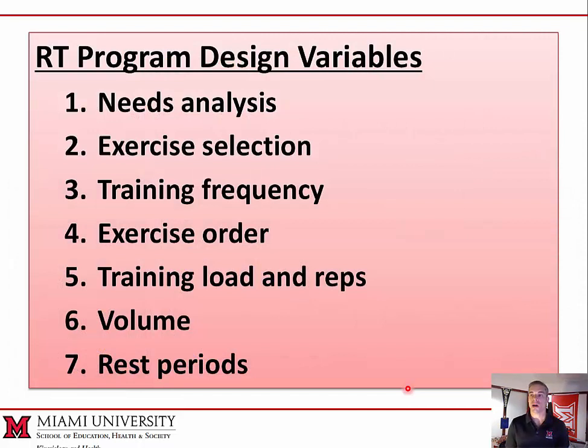Well-designed resistance training programs are based on the application of sound principles during each step of a process referred to as program design. Designing a resistance training program is a complex process that requires the recognition and manipulation of 7 program design variables. And you see these program design variables listed here. First being a needs analysis, exercise selection, next would be training frequency, then exercise order, very important in terms of training load and reps, and we'll discuss that later. And finally, exercise volume and rest periods.